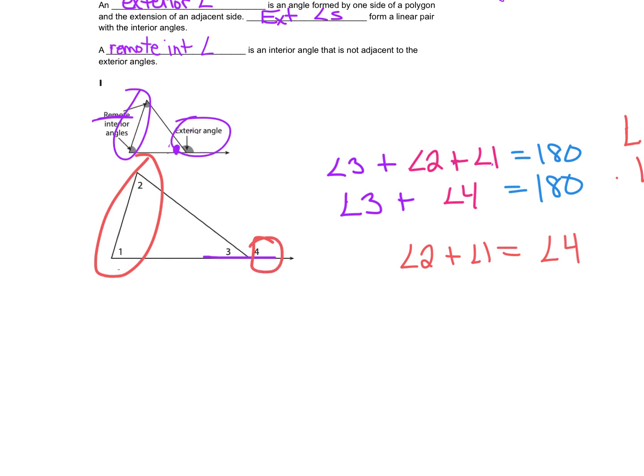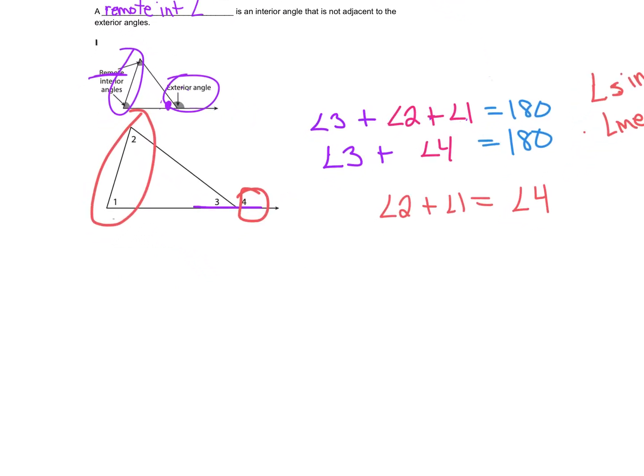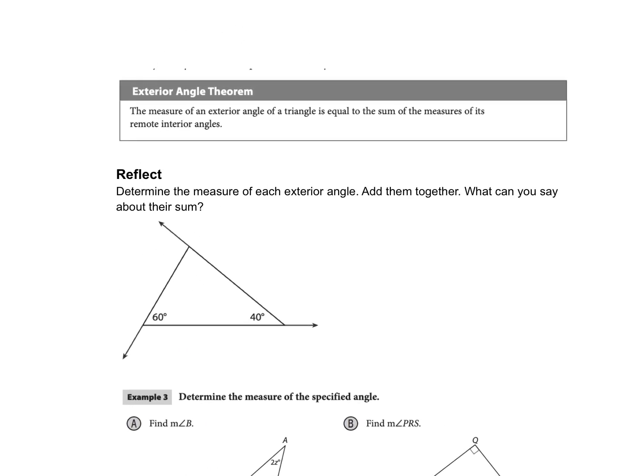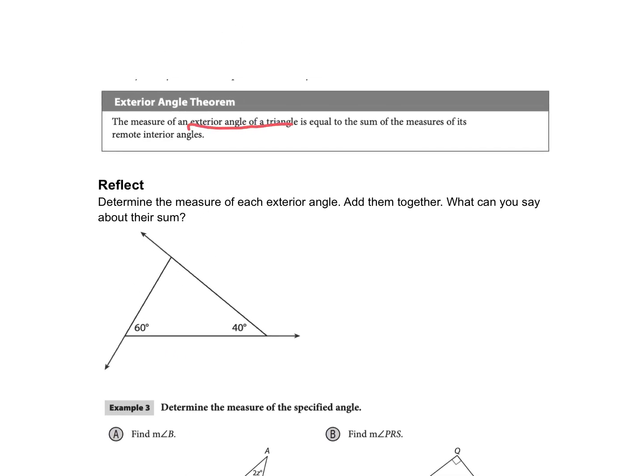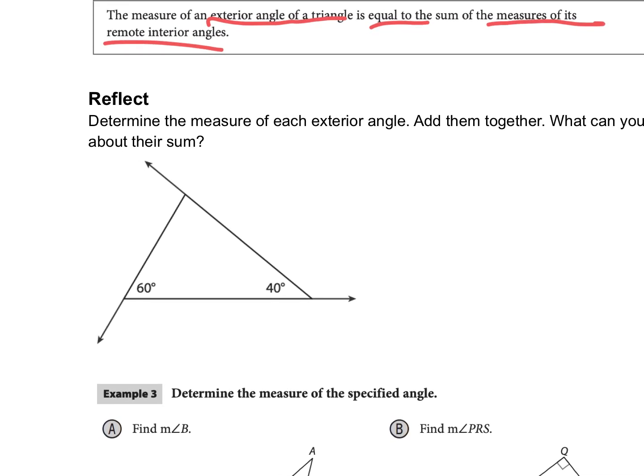So that is what the remote interior angle theorem says. Okay? The two remote interior angles equal the exterior angle. Let's look here. The measure of an exterior angle is equal to the sum of the measures of the remote interior angles. Okay? So determine the measure of each exterior angle, then add them together.